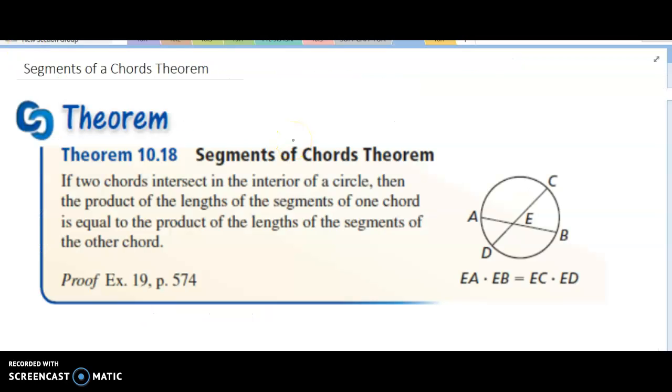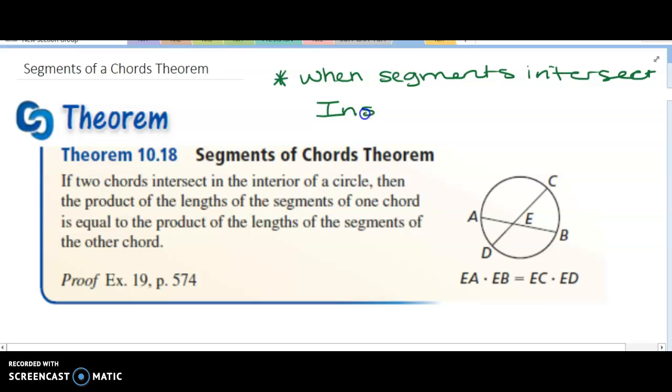All right, so the first theorem we have in this chapter is the segments of a chord theorem. Now, everything we're doing in this chapter is talking about the length of certain segments. So this is when, and make sure you write, when chords intersect, or maybe I should put when segments intersect. How about let's put when segments intersect inside of the circle.